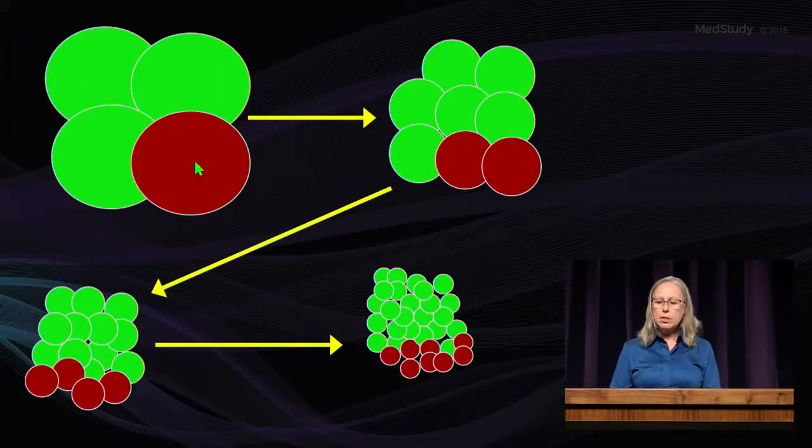So here's that lonely cell. It starts replicating, and the mitochondria in here are all abnormal.